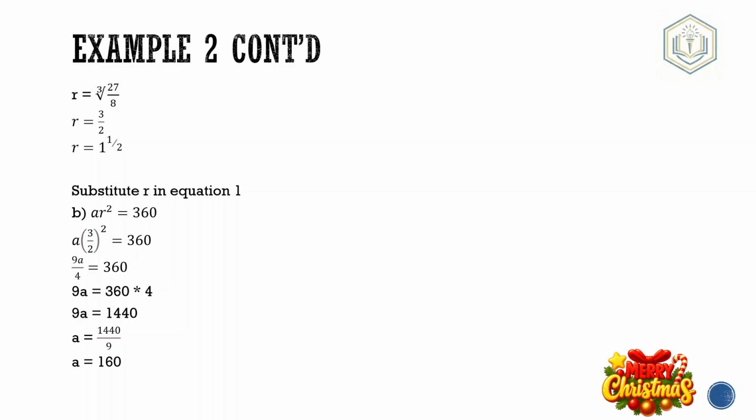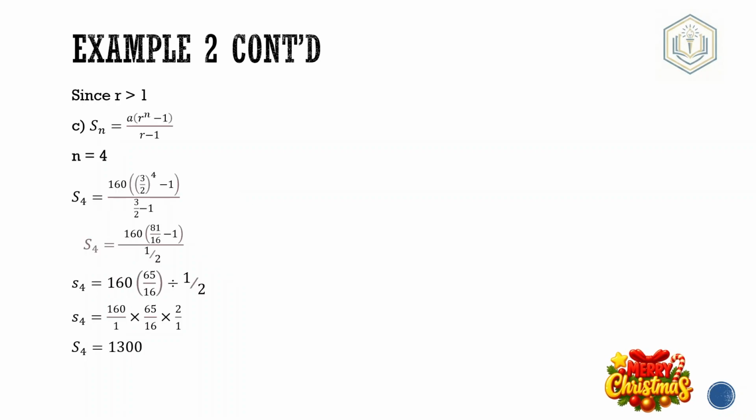Substitute R in equation 1 to get your A. Equation 1 is the third term, which is A times R raised to power 2 equals 360. Substitute the value of your R, and that will give you A open bracket 3 over 2 close bracket raised to power 2 equals 360. So once you have that, you have 9 over 4 times A. That's 9A over 4 equals 360. Multiply both sides by 4, you have 9A equals 1440, and A equals 1440 divided by 9. So your A is 160.